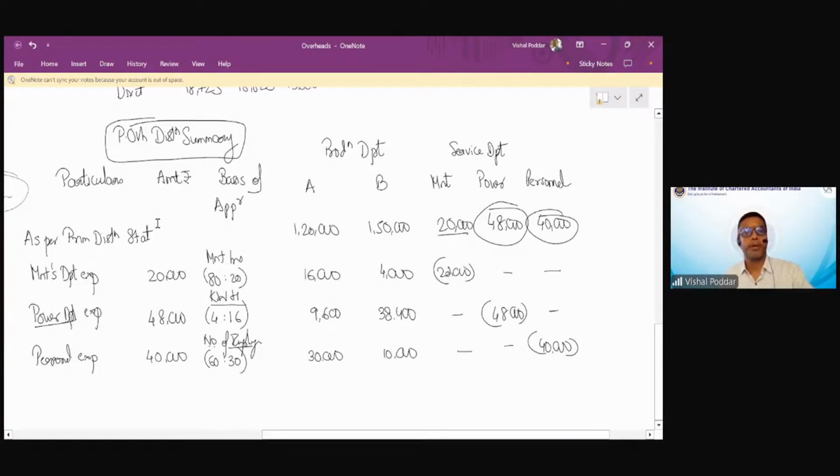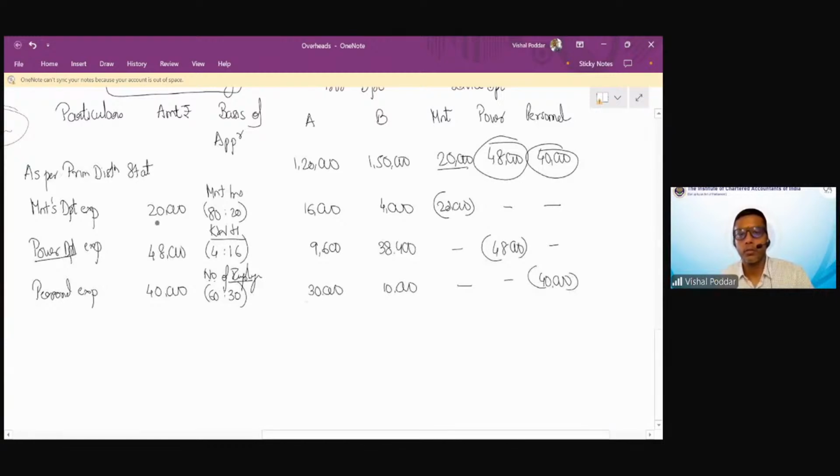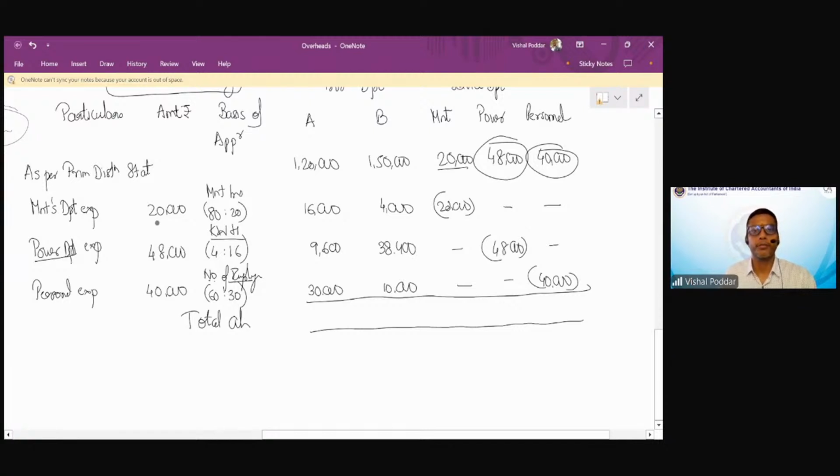So in one step, because it is direct, there is no reciprocal, there is no step ladder. In one step, you get your total overheads. Correct? Yes, Pranav.